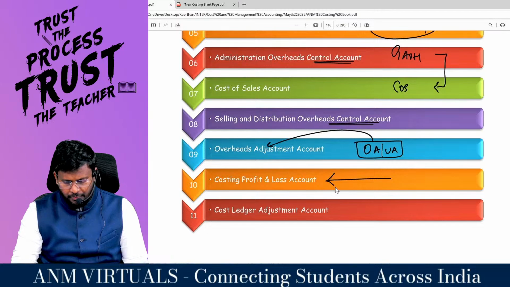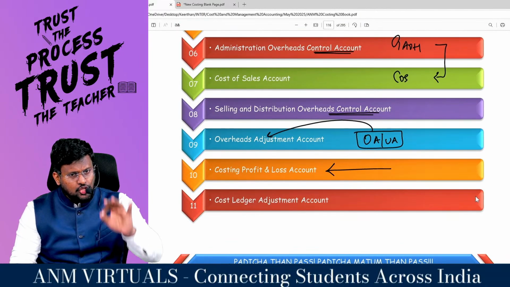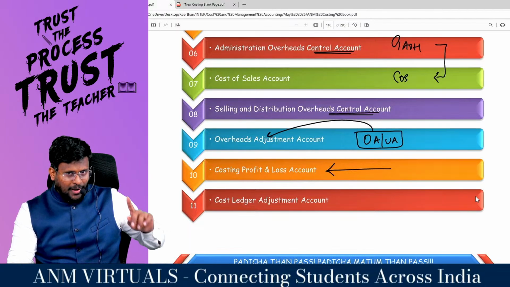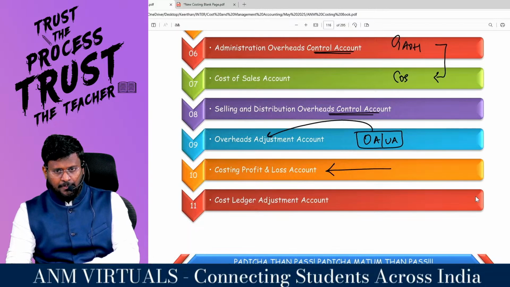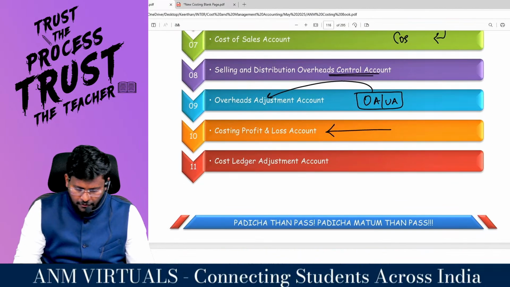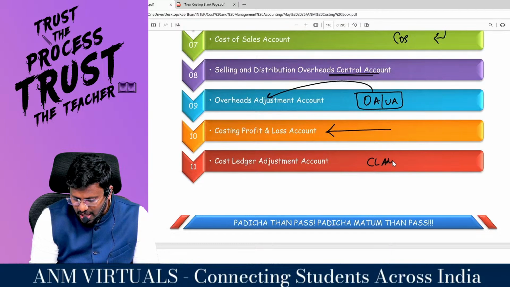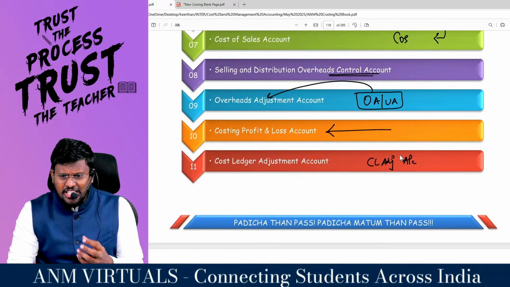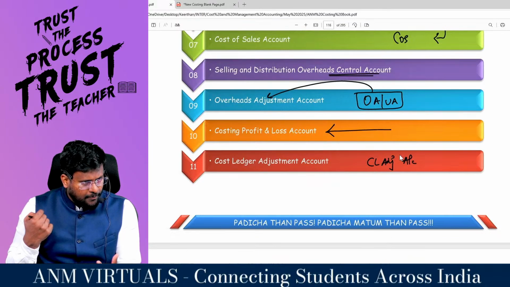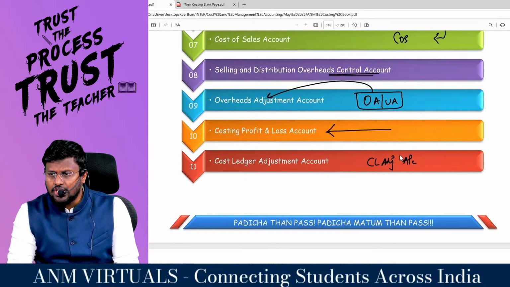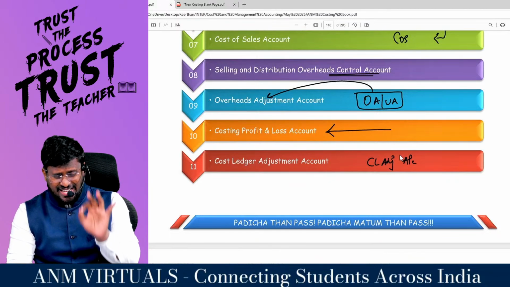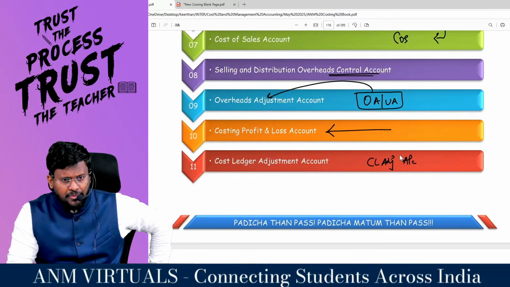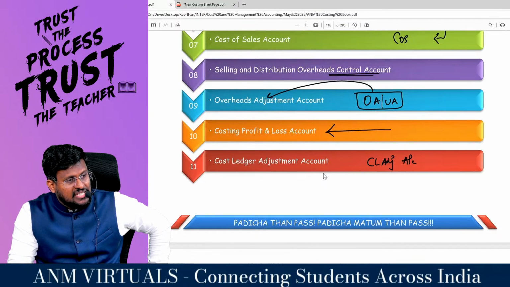For each and every debit, there is a corresponding credit. If you are having a costing debit, there should be a corresponding credit. For that, I will use the cost ledger adjustment account. Or if you are having a corresponding credit, there should be a debit, and that debit I will give to the cost ledger adjustment account. Then only I can complete the double entry system.